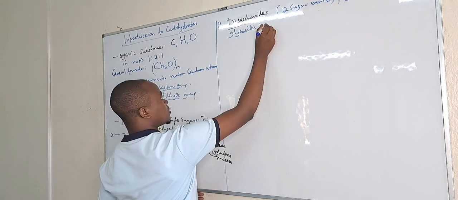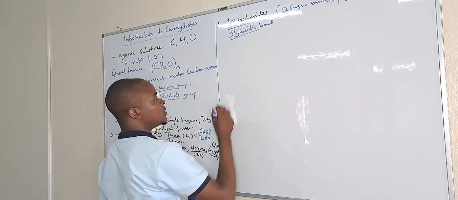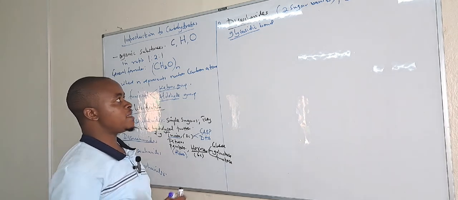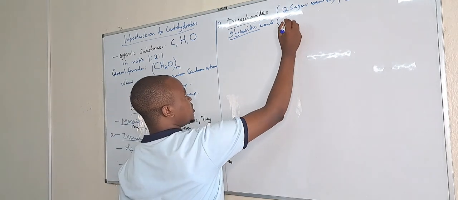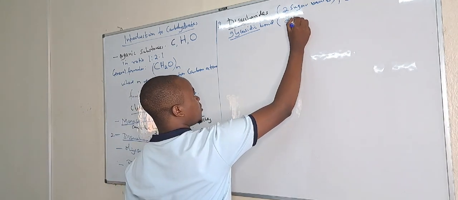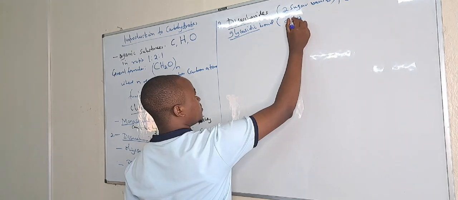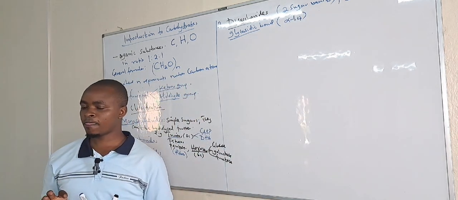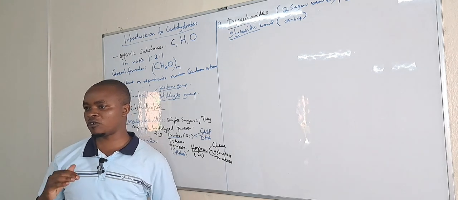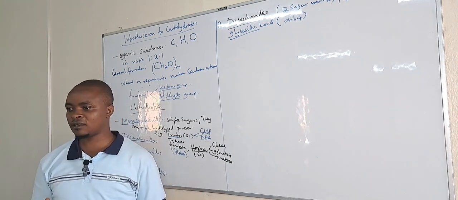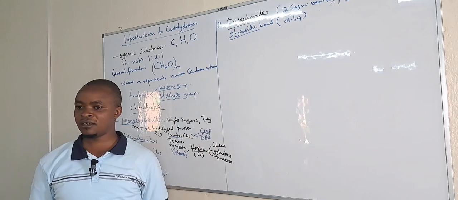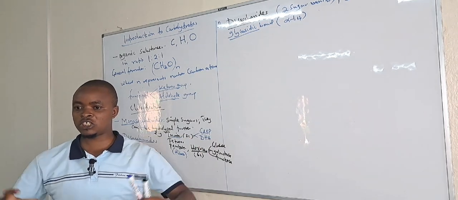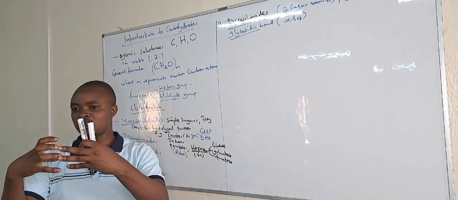Glycosidic bond. The major glycosidic bond is alpha 1,4. Alpha 1,4 glycosidic bond is the major one. We also have alpha 1,1 and alpha 1,6, but the major is always the alpha 1,4 glycosidic bond, which joins the two sugar molecules.